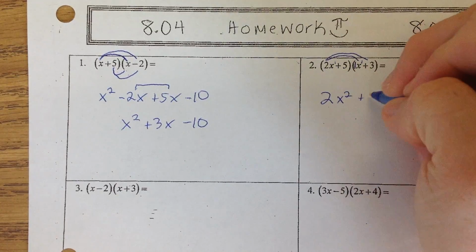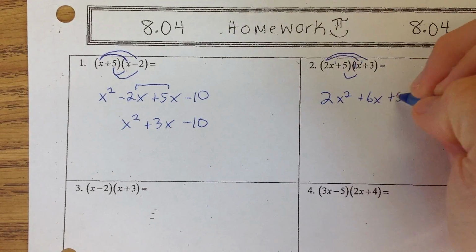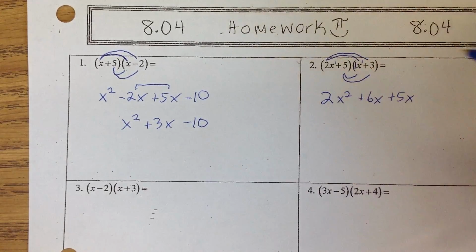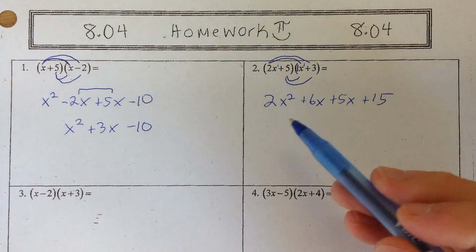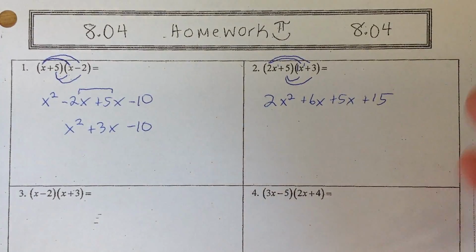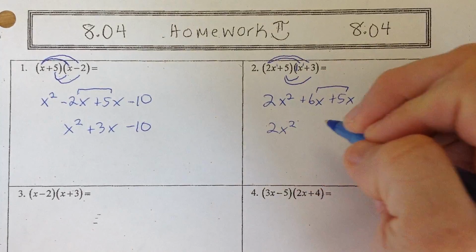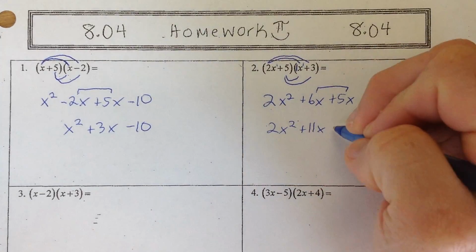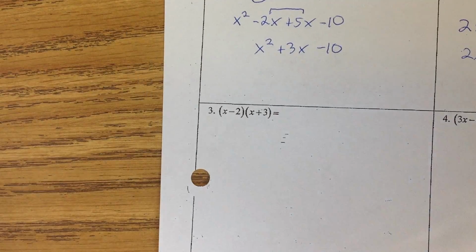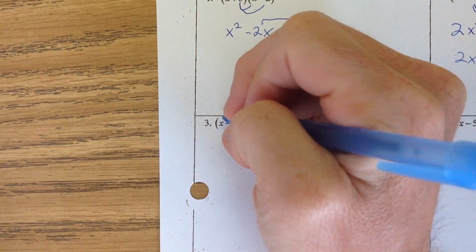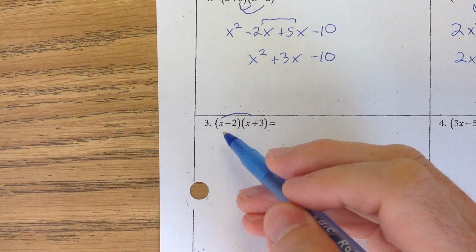2x times 3 is going to be 6x. 5 times 1x is going to be 5x. 5 times 3 is going to be 15. So 2x squared plus 6x plus 5x plus 15. We combine our like terms, and we get 2x squared plus 11x plus 15. Okay. Moving on to number 3. Again, it's a lot of just getting this process down, because most of these problems are very similar.